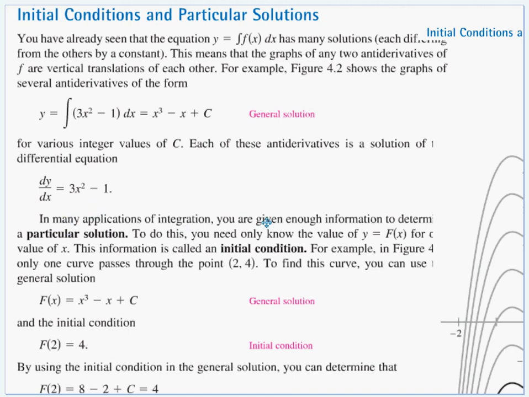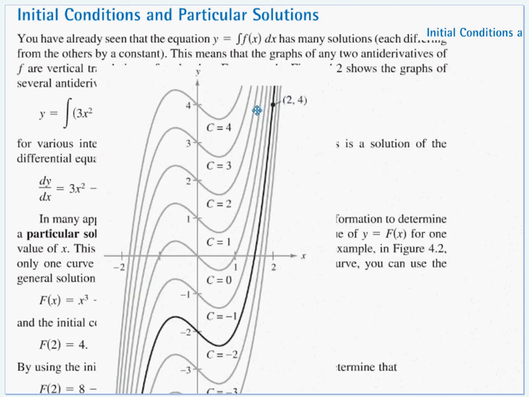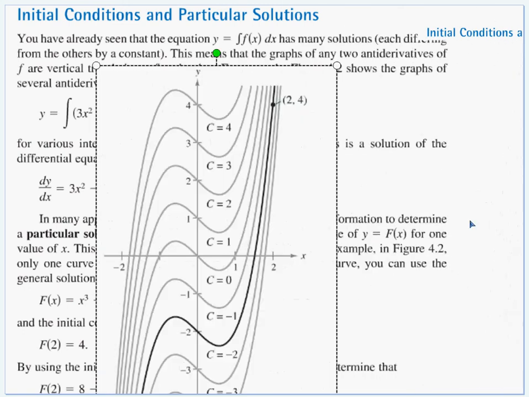In many applications of integration, you're given enough info to determine a particular solution. To do this, you need only know the value of the function for one point. This information is called your initial condition. For example, in figure 4.2, only one of the curves passes through the point 2, 4. So here on the picture, there's the point 2, 4. That only is hit by one of those curves.